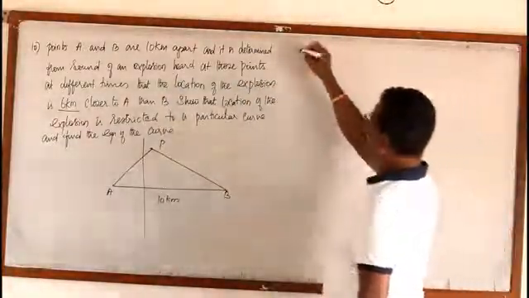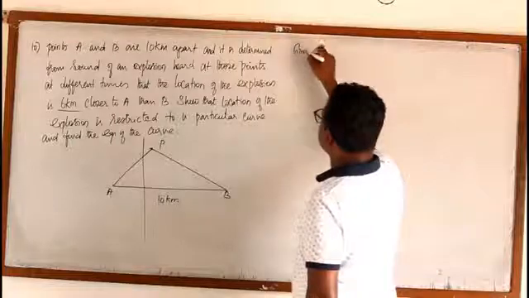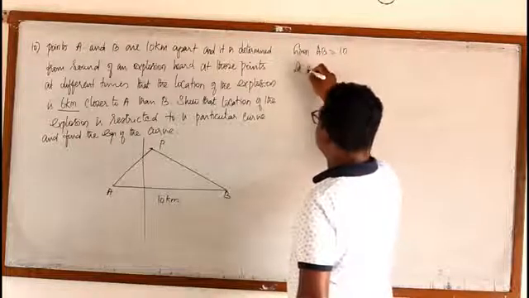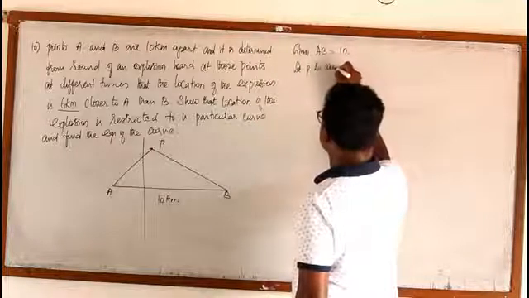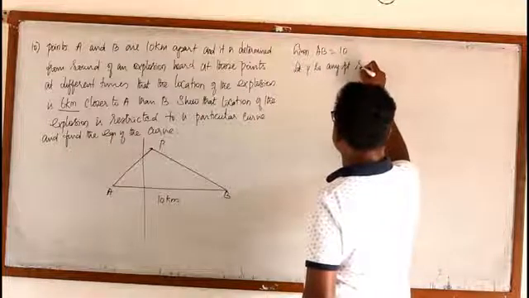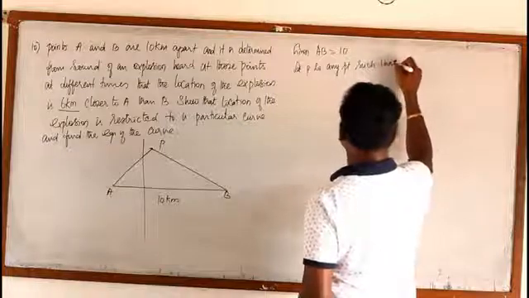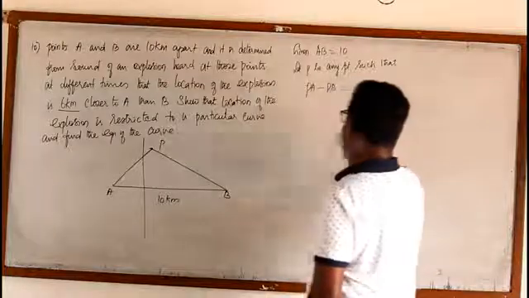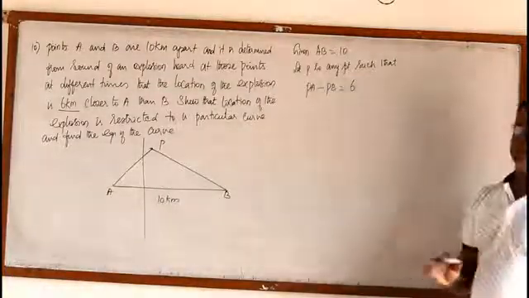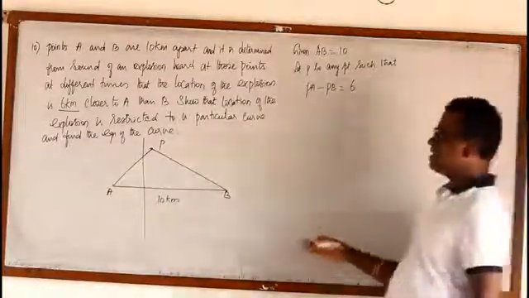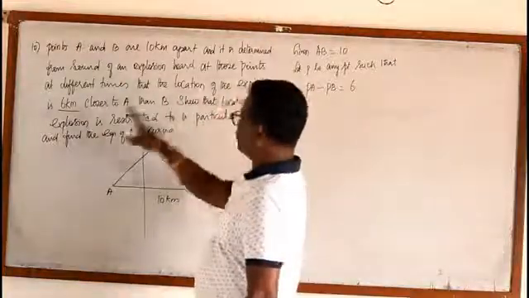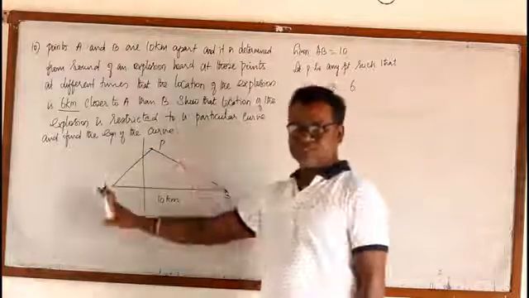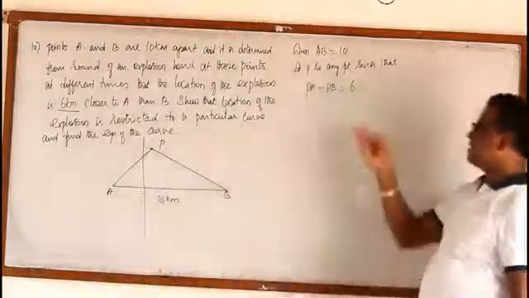Now listen here. Given AB equal to 10, let P be any point such that PA minus PB equal to 6. So this is what is given. The distance between A and B is 10 km, and the location of the explosion is closer to A than B. Therefore the difference is 6.